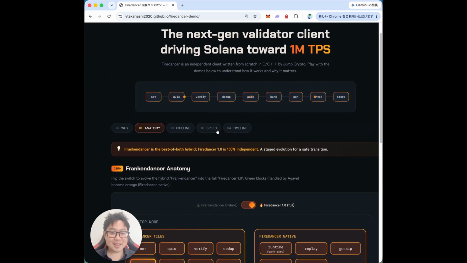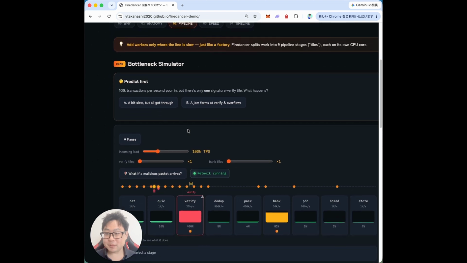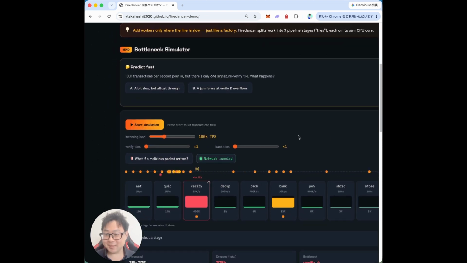Okay, then next let's try the bottleneck simulator pipeline. What happens if 100,000 transactions per second pour in, but there's only one signature verification tile? And keep in mind, signature verification is a time-consuming process. The answer is it becomes a bottleneck and transactions overflow.